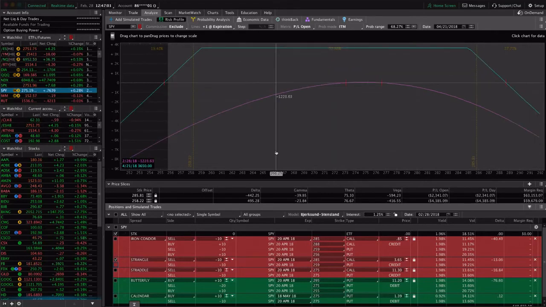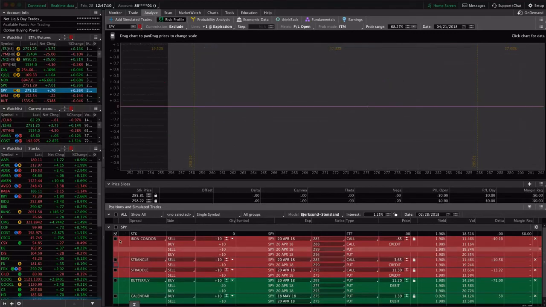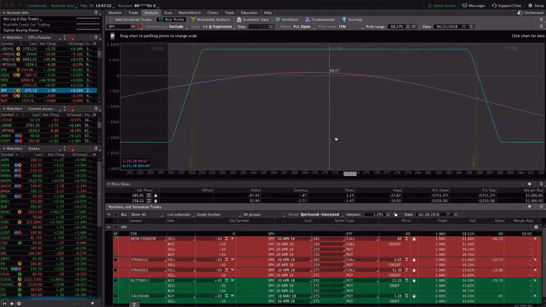If you're okay taking that undefined risk, then the short strangle might be the best strategy for you. But if you want that defined risk, if that's the most important thing to you, then an iron condor can be a great strategy as well. Remember, there's no right or wrong answer. It just really depends on your risk tolerance and your account size, to decide which strategy you choose for your account.